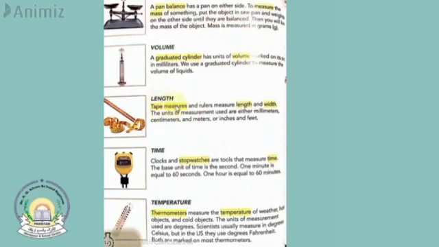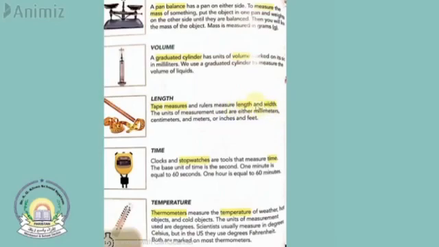Then length. The length, as you know, is how long the thing is. So that is the length of the object. Tape measures and rulers measure length and width. You must have seen an inch tape, or other measuring tapes like this at your homes, through which we can measure the length of anything, like the length of a table, a chair, a refrigerator, or your clothes. We can take the length and width as well.